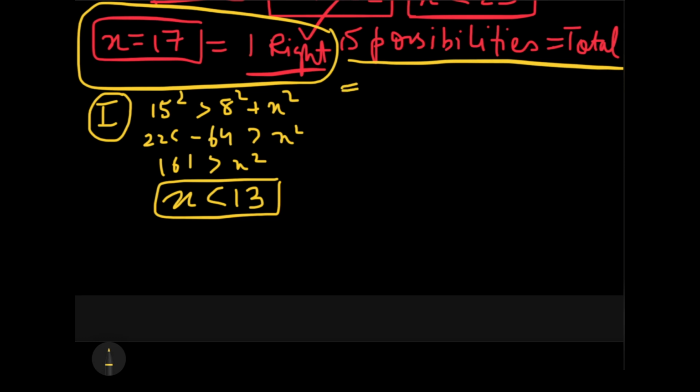Now I'll make another case in which I would be considering x square as my hypotenuse and would be comparing it with 8 square plus 15 square. Why? Because I have already told you 8 is already less than 15, so we cannot take 8 as the hypotenuse. Now if I simplify it further, here we get that x square should be greater than 225 plus 64, which would eventually give you the square of 17, right?